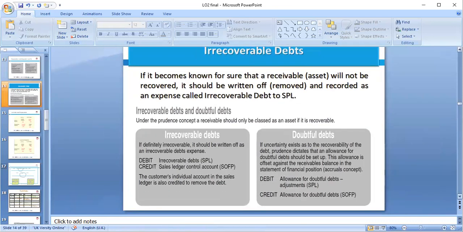So what we can do is debit irrecoverable debts and credit the sales ledger control account, because normally sales ledger means trade receivables, or you can call them debtors, and that's what we carry on with. For doubtful debts, sometimes we debit the allowance for doubtful debts adjustment and credit the allowance for doubtful debts, and we carry on making the adjustments.